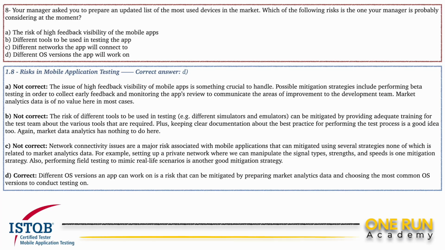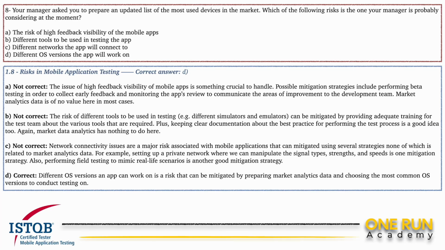I believe network connectivity issues are crucial to consider, but they are usually handled by setting up private networks or performing field testing. Market data about the most used devices doesn't play a significant role in mitigating this risk. Hence, option C is not the correct answer.